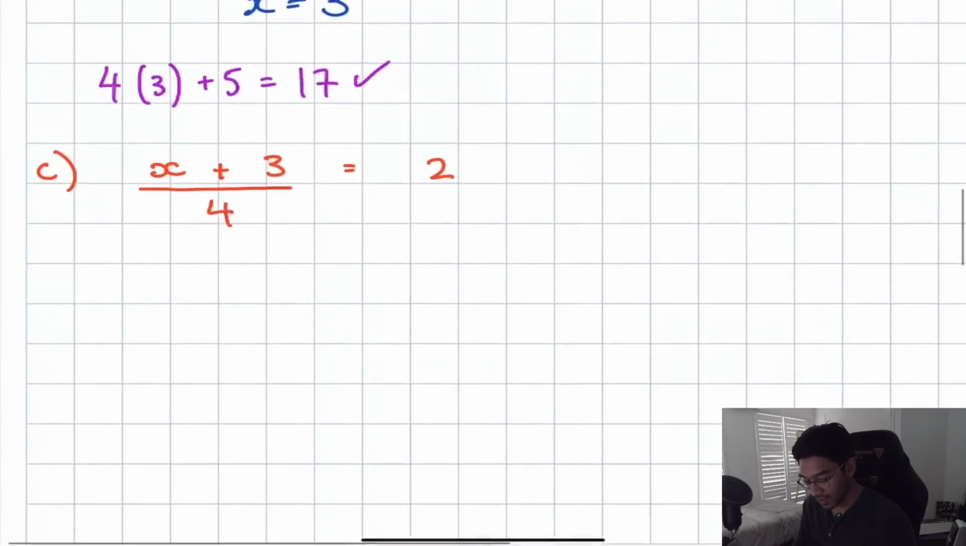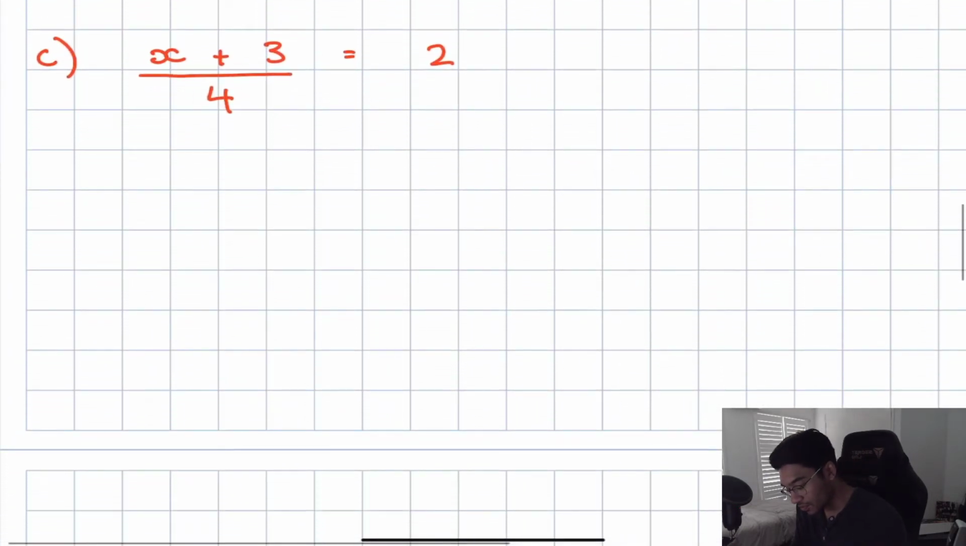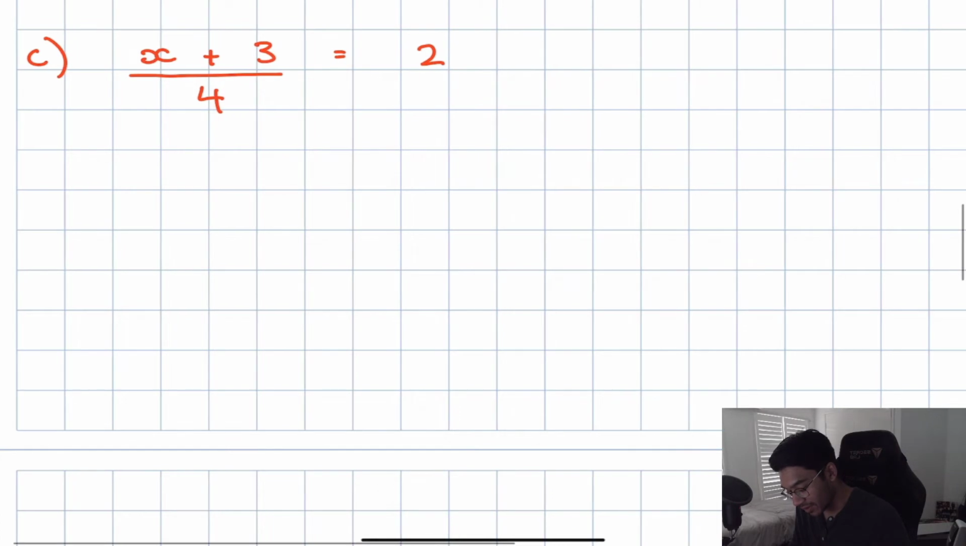Right, next one. Now this is where it gets a bit trickier. So we have x plus 3 divided by 4 is equal to 2. So our first step is we want to get rid of this divided by 4, right? Because that's the biggest thing there. Because if we get rid of the divided by 4, then we're left with x plus 3, and it makes it easier for us to work with.